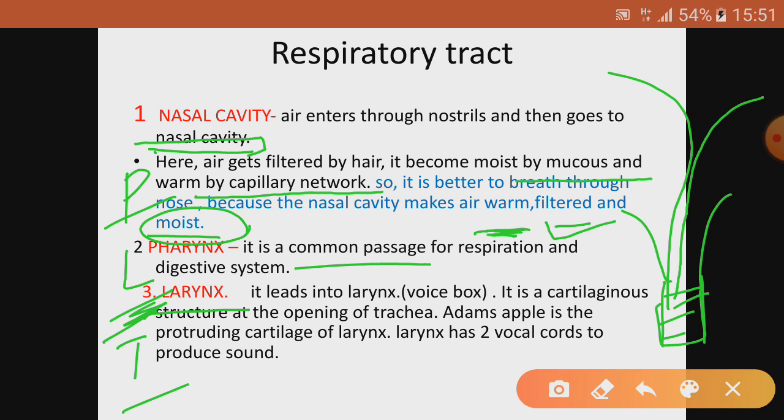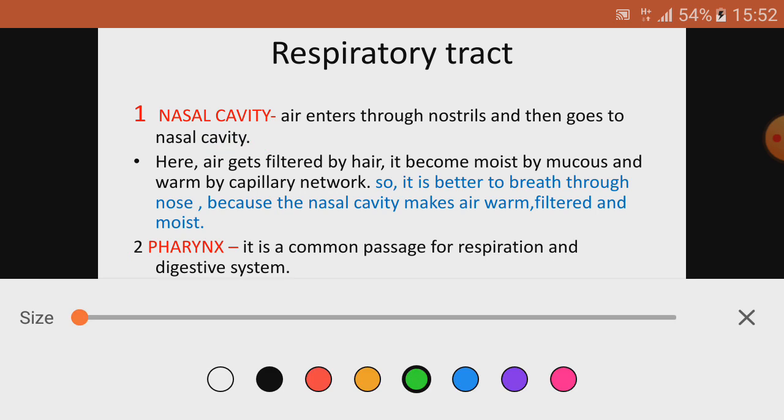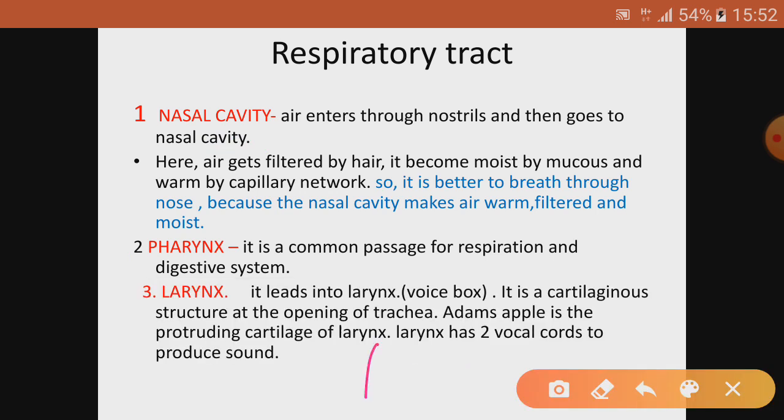Larynx has two vocal cords to produce voice. The voice box has two vocal cords inside, like this. When air enters, these two vocal cords vibrate, and we know sound is produced by vibration. So this is the voice box, and it has two flaps, or two vocal cords, which produce sound when they vibrate.